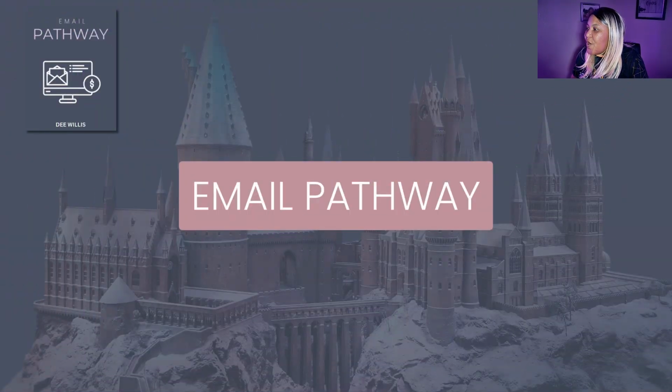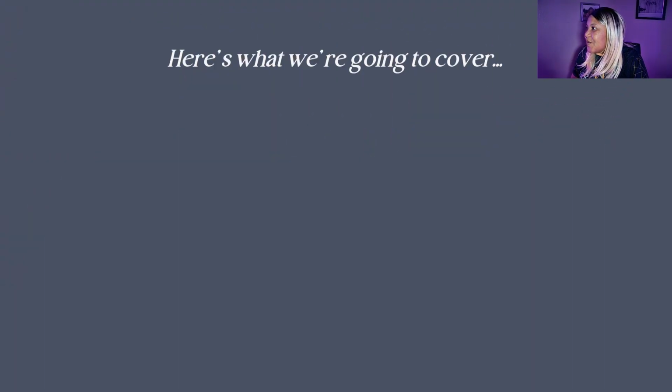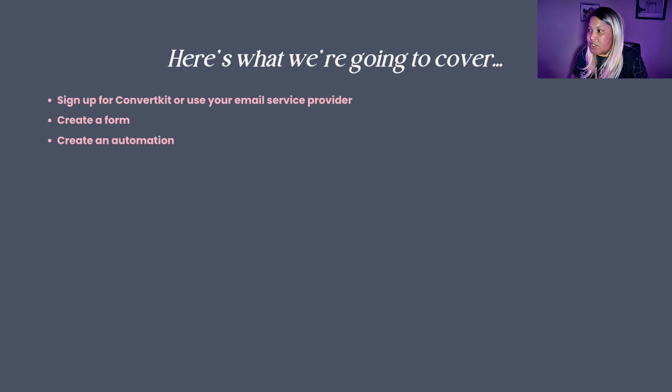So without further ado, let's jump into the computer and let's start mapping this out so our people can get our lead magnet. So now we're on the email pathway. Here's what we're going to cover. We're going to sign up for Convertkit for free, or you can use your current email service provider such as MailChimp, MailerLite, ActiveCampaign, High Level, whatever you're using. We're going to create a form, an automation, and a tag. We're going to create an email to provide the lead magnet to those who want to download it.